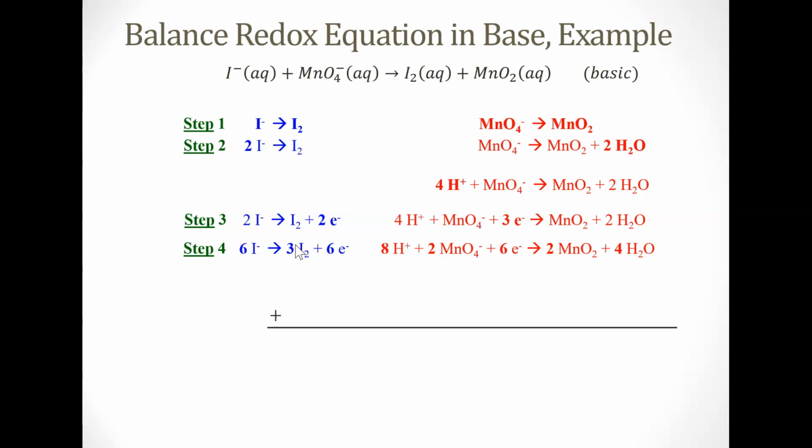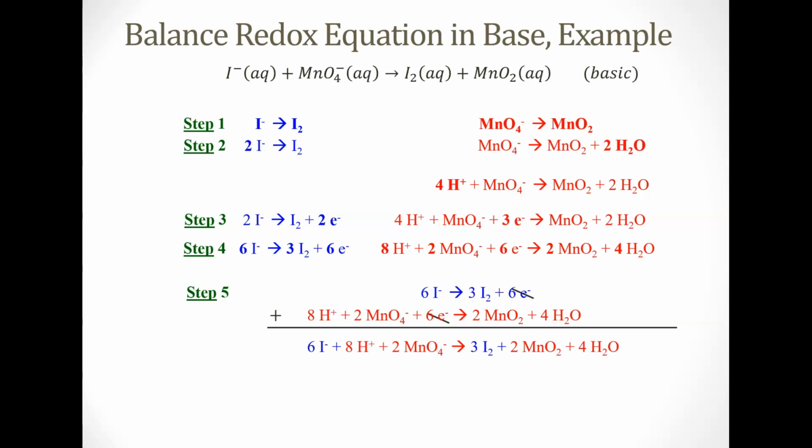Now that the reactions are balanced in terms of number of atoms and charge, we should now add these 2 equations together. And you can see that the 6 electrons cancel from the oxidation and the reduction. We sum the 2 equations, and we have our equation. So here is where we must do an extra step because we are not in an acidic solution. This is a basic solution.